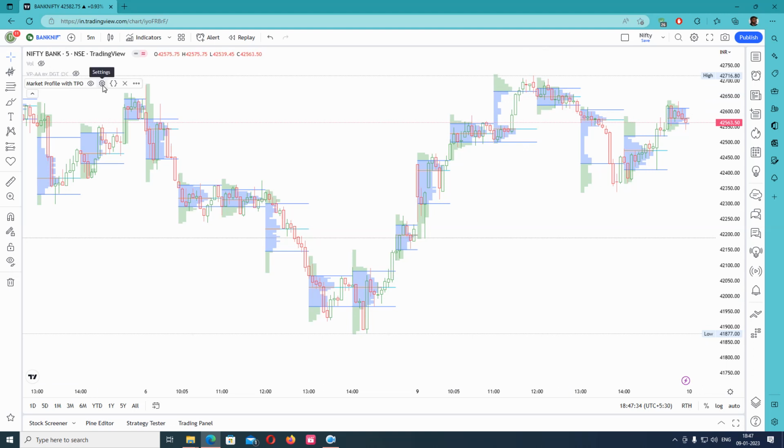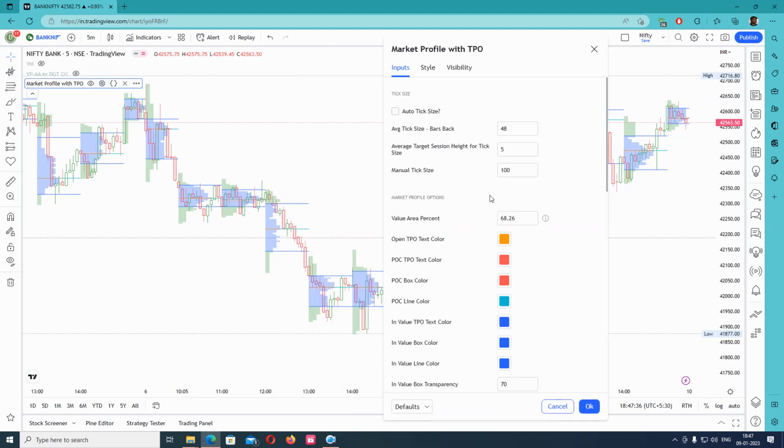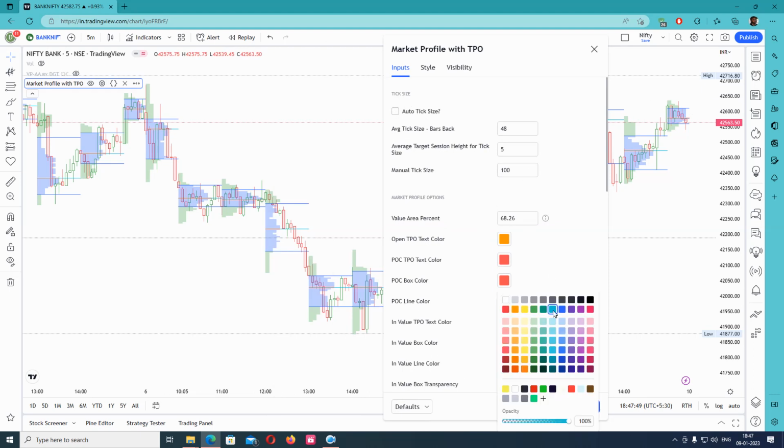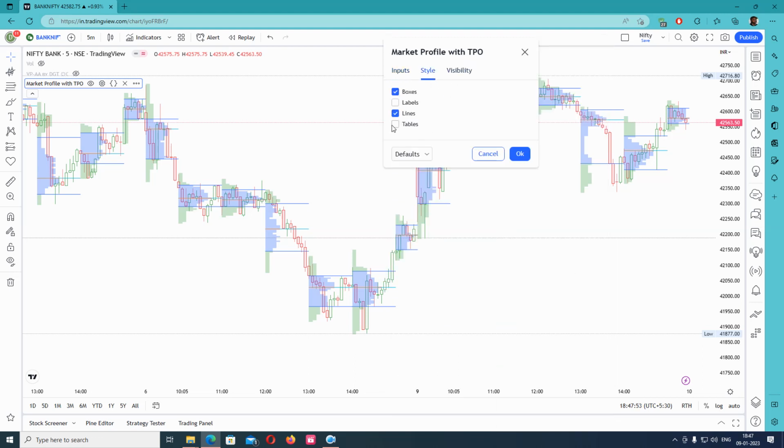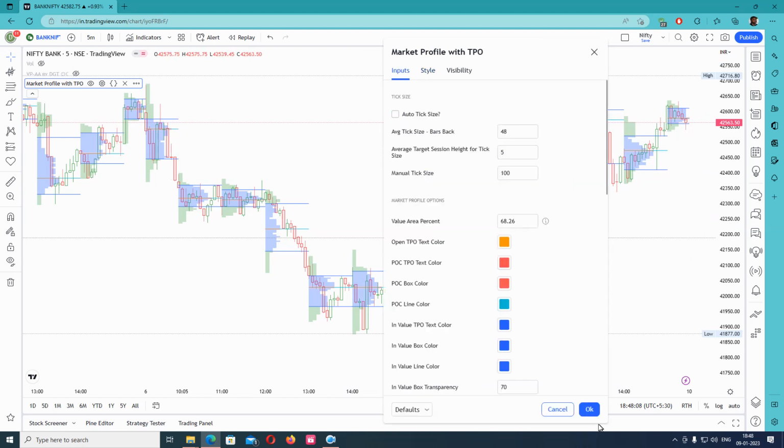So what I did, the tick size, I unchecked that auto tick size simply, and the manual tick size I put 100, right? And the POC line color I'm selecting that color, correct? And from the style section I removed that table. If I select the table, then that info is here, so I don't need that info. And line and level, I don't need the levels. So this is the small customization of the indicator, right?